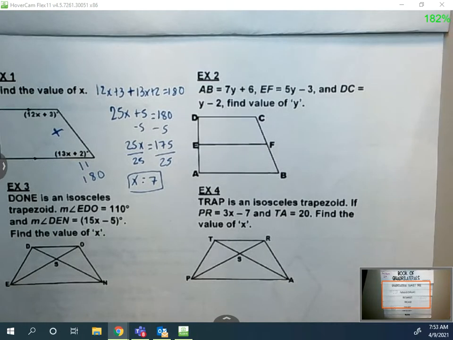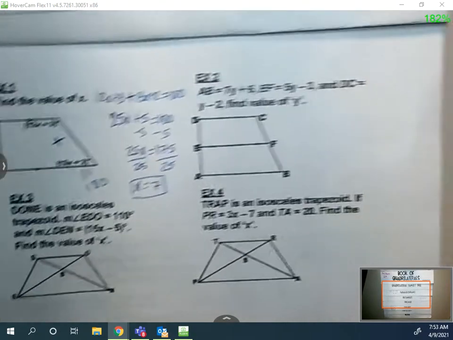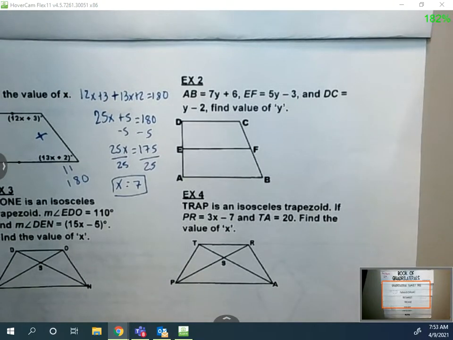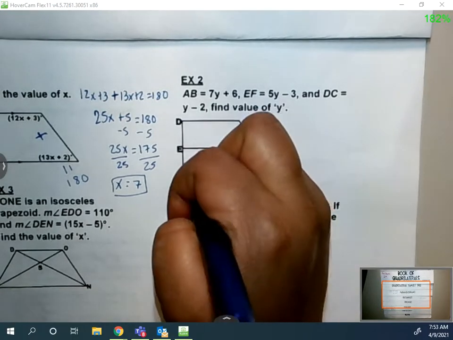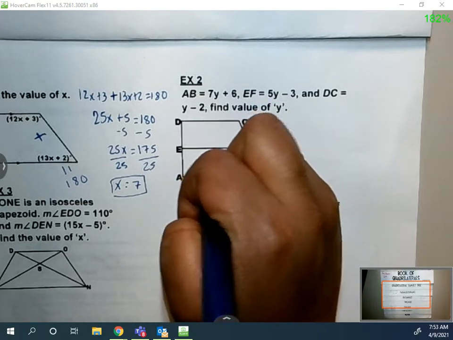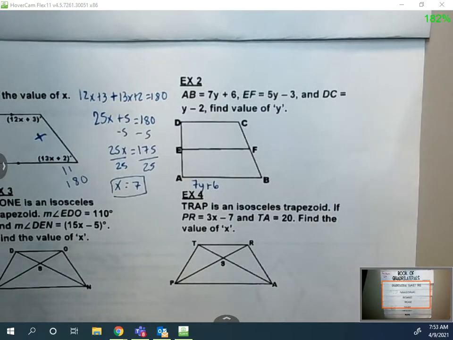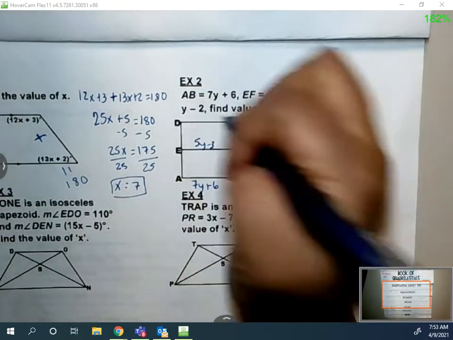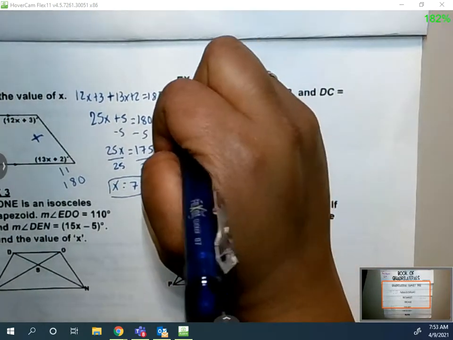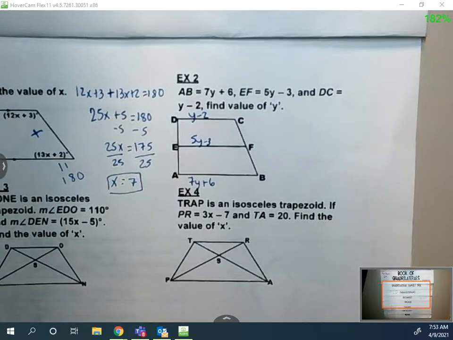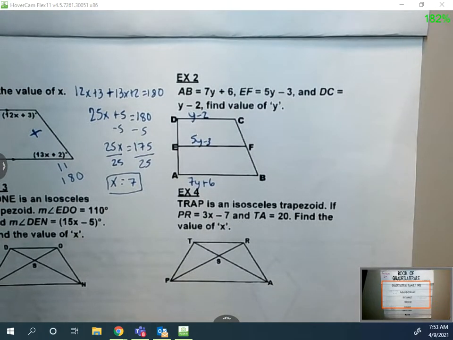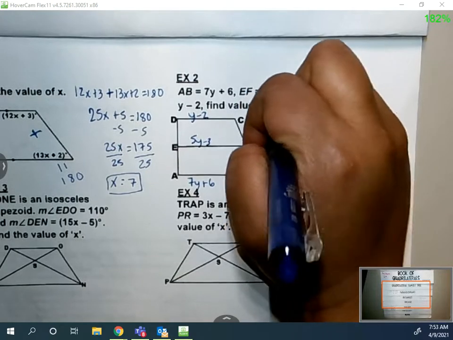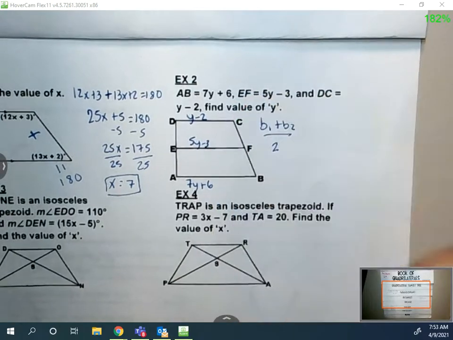Example 2. Okay. Where? This. Okay, example 2. AB is 7y plus 6, so that's this base, 7y plus 6. EF is 5y minus 3. We want to find DC, and DC is y minus 2. Just kidding. We want to find y. Okay, so this is where we're going to be using that formula, base 1 plus base 2 divided by 2.